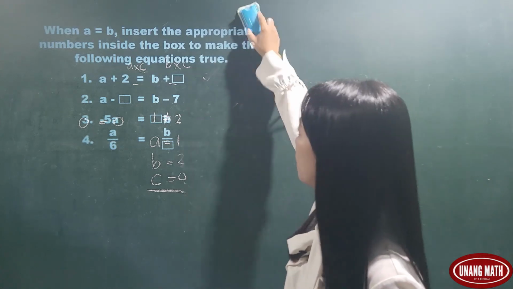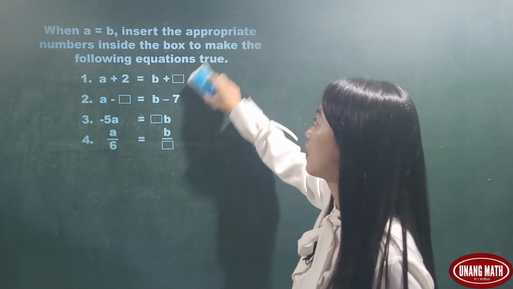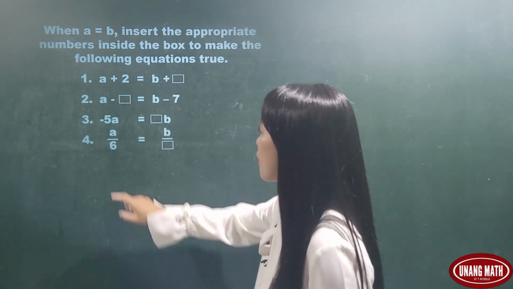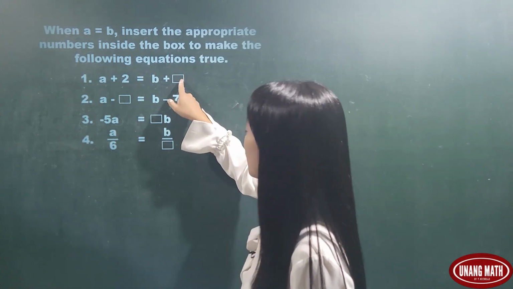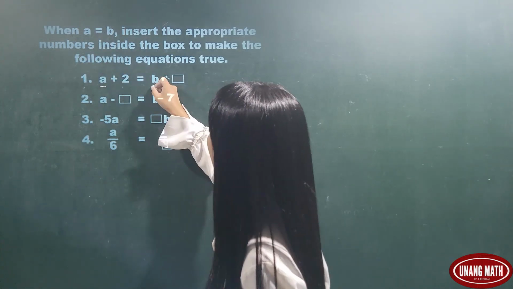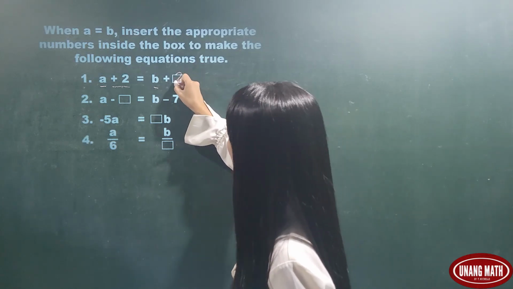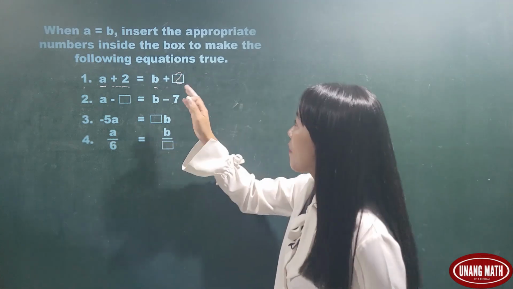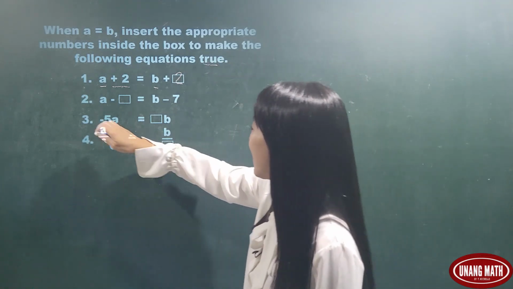When A is equal to B, insert the appropriate numbers inside the box to make the following equations true. Okay, the first equation is A plus 2 is equal to B plus, what's the number? Okay, A is equal to B. So this is plus 2. That means we need to add 2 on the right side of the equation also to make the equation true. Okay, let's have number 2.